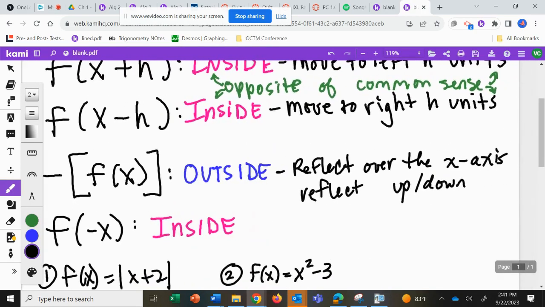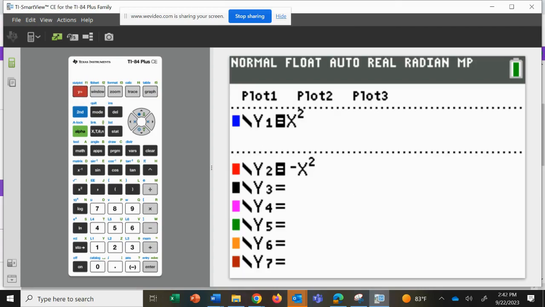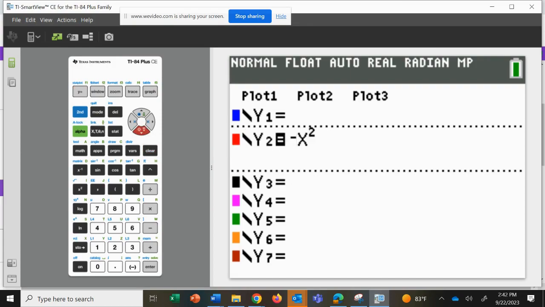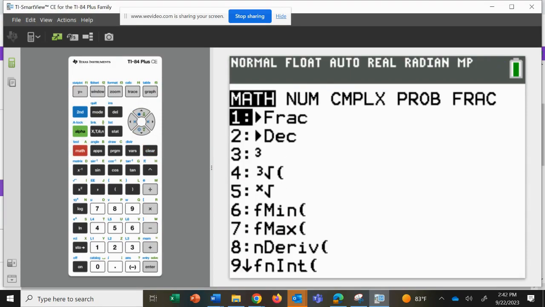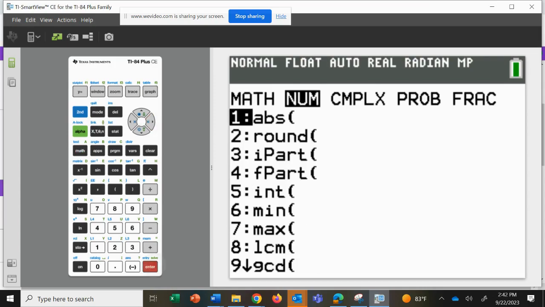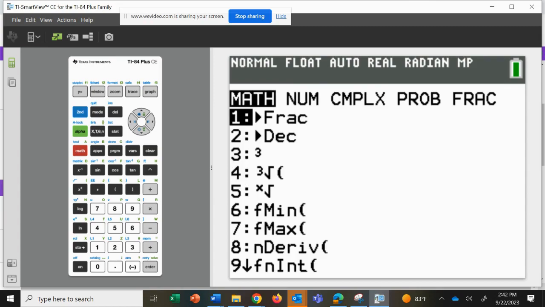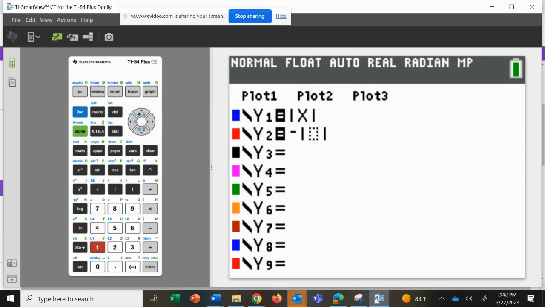So is that the same for other parent functions? Because like I said, it should be the same. Let's see. Let's go back to y equals. Can we change it to absolute value? Let's change it back to absolute value. Math, number, absolute value, x, arrow down, math, number, absolute value. Oh, I forgot to put my negative sign. Clear. Negative, math, number, absolute value, x. So that's what I'm typing in there.